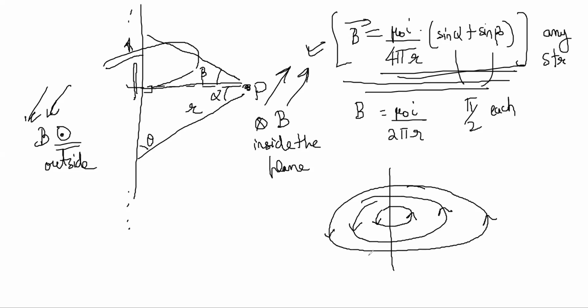Magnetic field lines look like circles like this. This is the current carrying wire. The field magnitude is proportional to 1 by r. So as distance increases, field magnitude decreases. So field lines are stronger near the wire and weaker as you go further away.